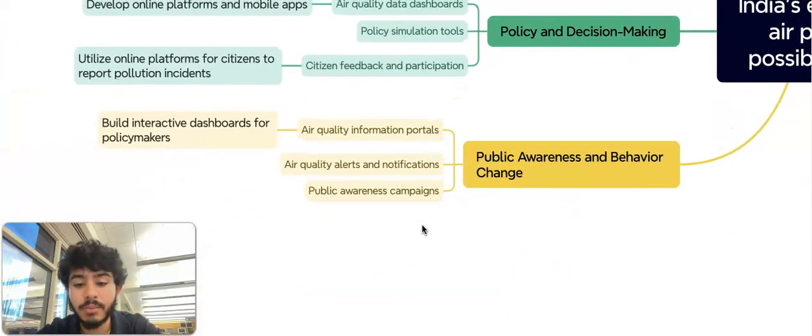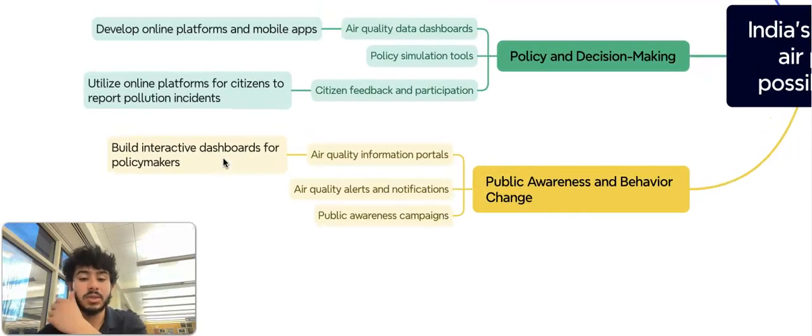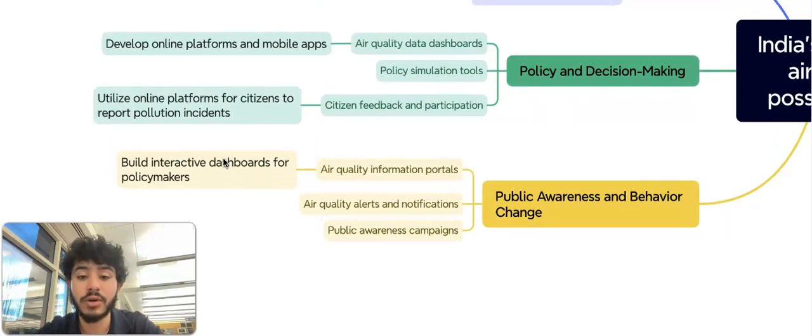Down here, making sure the public is aware and giving them an incentive to change their behavior moving forward. So air quality information portals, building interactive dashboards for policymakers, air quality alerts and notifications, like on an everyday person's phone, for example, and public awareness campaigns as well. It's not that these individuals don't know that there's high pollution. It's just that they don't know what to do. They don't know how to mitigate and reduce this pollution. So having these remedies and public awareness tasks will make it much easier.